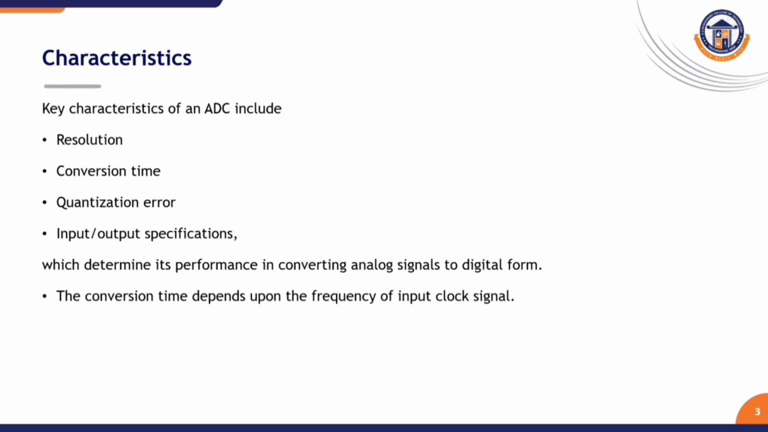Then we have quantization error. Analog signals are continuous and digital signals are discrete, so some amount of error is unavoidable. This difference between the actual analog value and the digital output is called quantization error. Finally, we consider the input and output specifications such as the input voltage range, reference voltage and logic compatibility. These are the characteristics which define the performance of an ADC.